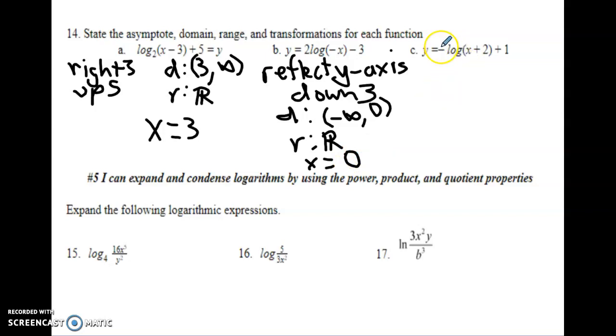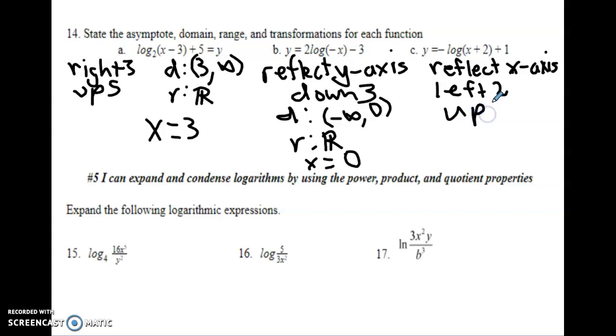Okay, letter C with that negative out in front. Now that makes it reflect across the x-axis. And we have a couple other things going on here. So that positive 2 being added to the x, that's going to make it shift to the left 2 units. The positive 1 makes it go up 1 unit.